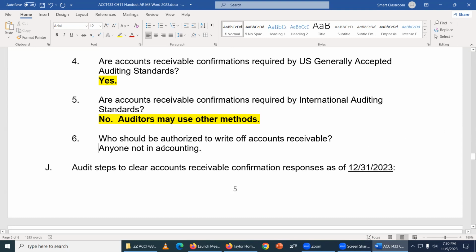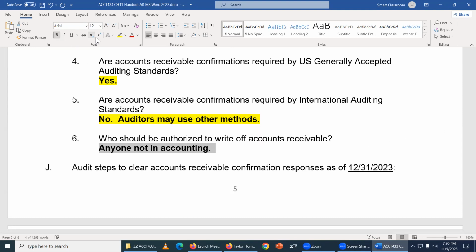Accounts receivable is an accounting function, and you don't want somebody in accounting writing those off. You don't want anyone in sales. I should say anyone not in accounting or sales. How about that?